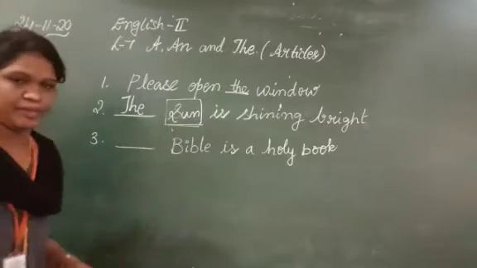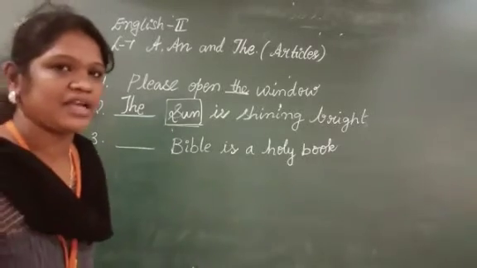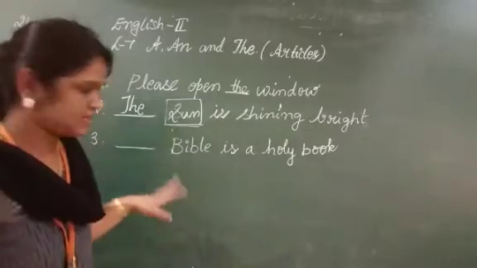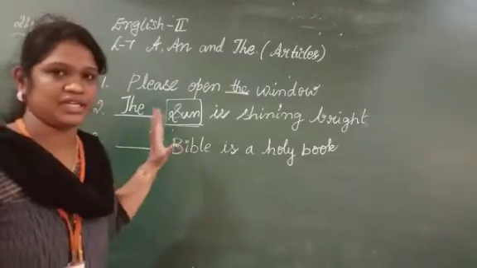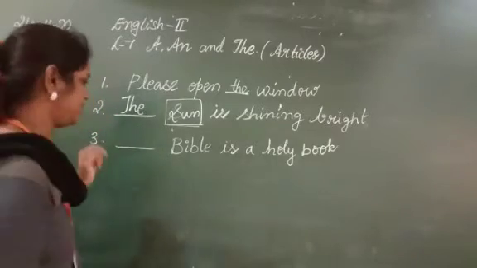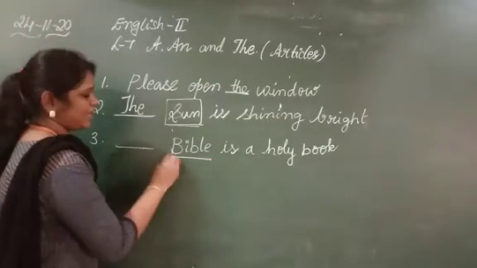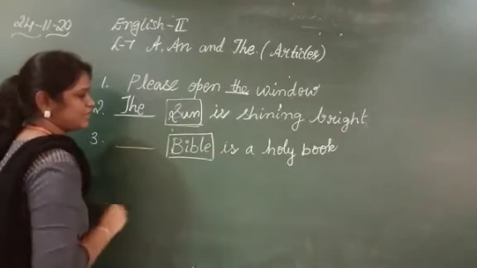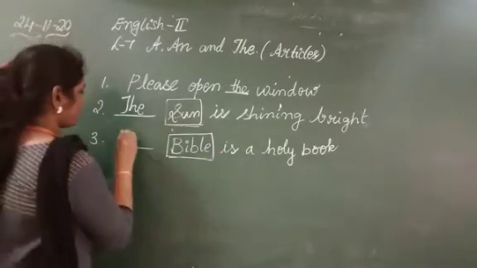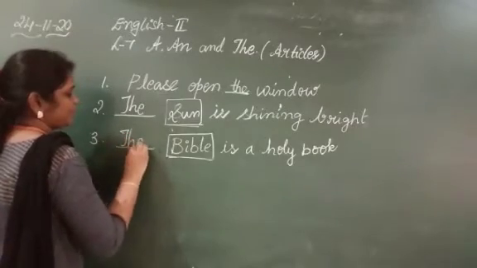Okay. The special places like the Bangalore, the Delhi. These are the places. For particular names you have to add the. You have to write the. And Bible. Bible is a particular thing, right? That is a special name. So you have to write the before it.